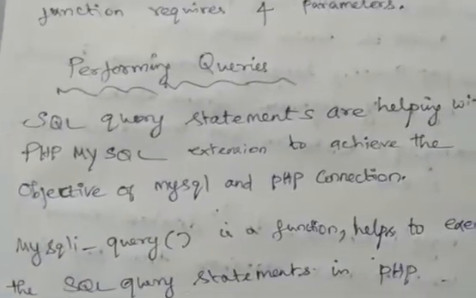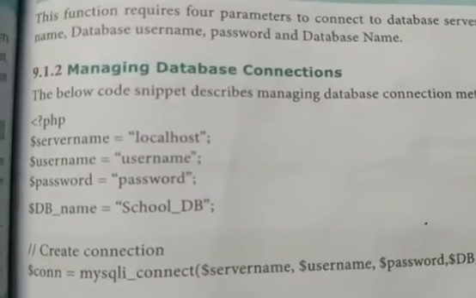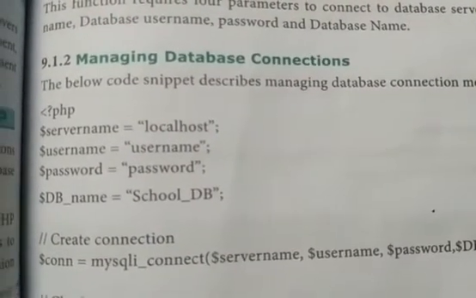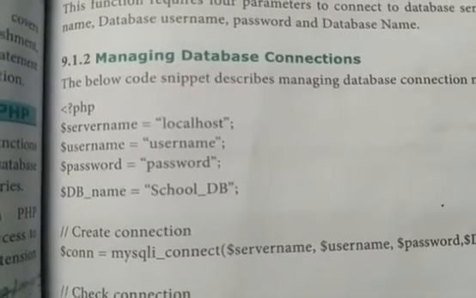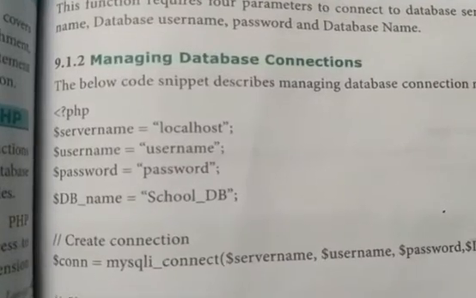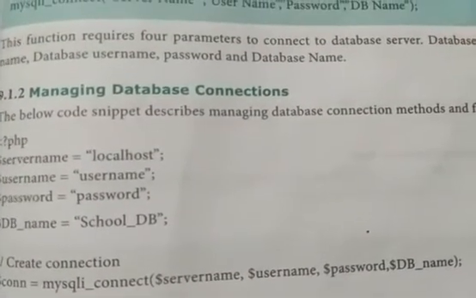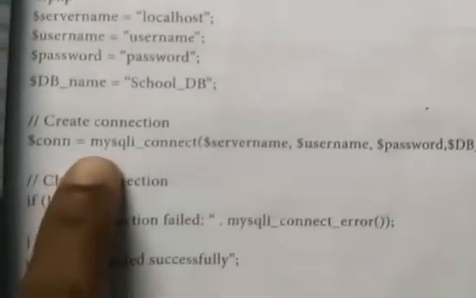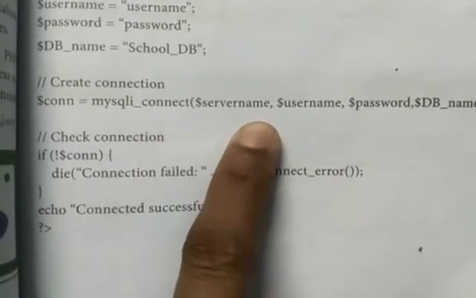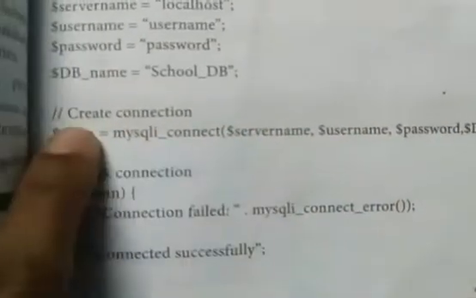Before that, here in our book they have given one example about managing database connections. So how to manage the database connection? First, we have to get connected. For connecting MySQLi and PHP, what are we in need of? What function? mysqli_connect. So what we are doing here is mysqli_connect with server name, username, password and then database name. 4 details you have to connect.